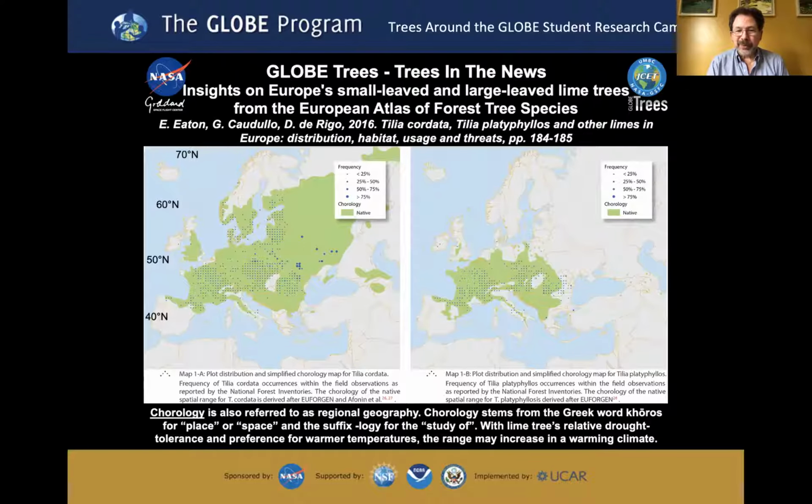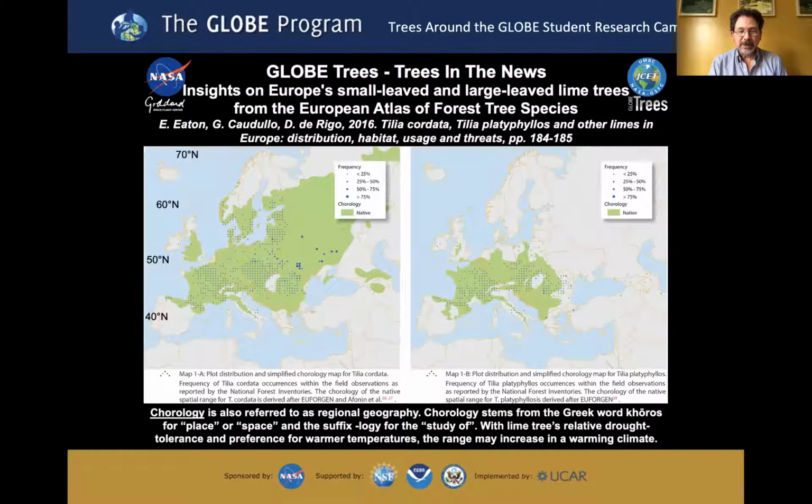So one of the fun things for me is that I don't know a lot about some of these topics that I'm discussing with you, including the word chorology, which was new to me. But these are some maps from the section on Europe's small and large leaf lime trees, showing their distribution, in green is where they are native, and with larger dots for where they really are very concentrated.